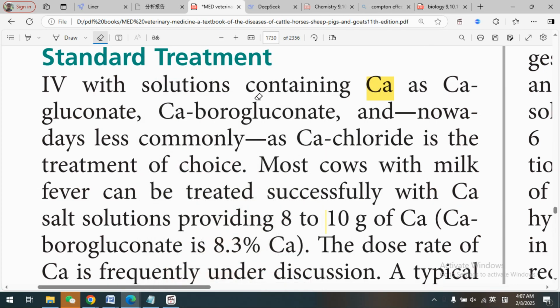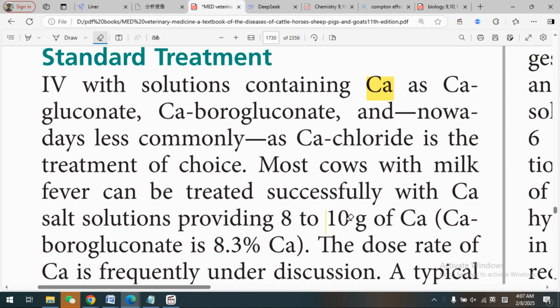So the standard treatment of milk fever is calcium, as milk fever is also called hypocalcemia, meaning decreased calcium. So we have to provide calcium to that animal to treat the milk fever or hypocalcemia. How much calcium is the question? The answer is 10 gram.